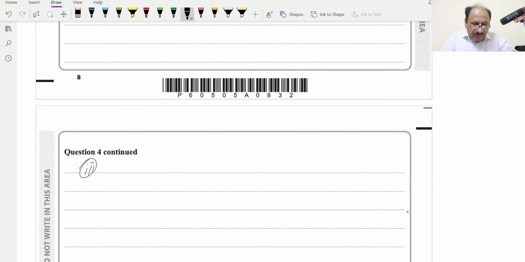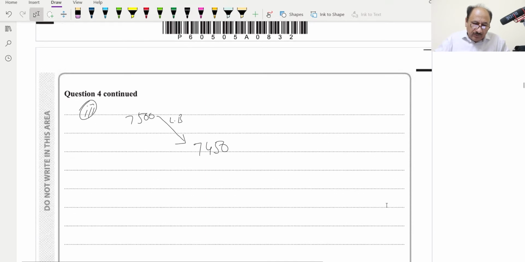For 7500 we will take the lower bound, and the lower bound will be 7450. And for 5000 we will take the upper bound so that we get the lesser difference. The upper bound will be 5005 grams, and the difference will be what?